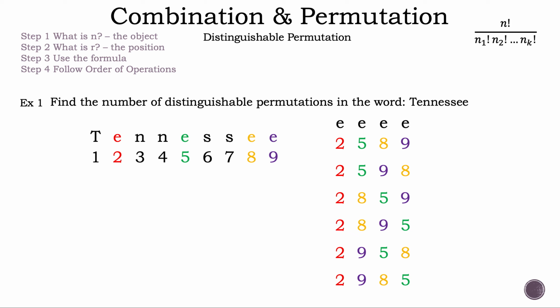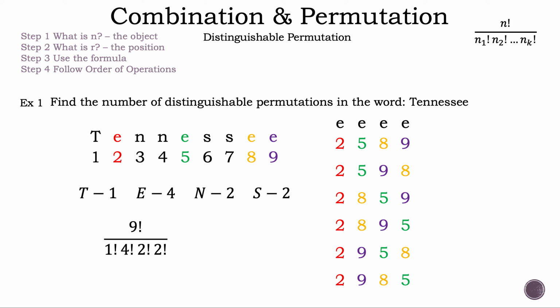So we have to do that with each letter. So let's count how many T's, E's, N's, and S's we have. So we have 1 T, 4 E's, 2 N's, and 2 S's. So to find the number of distinguishable permutations in the word Tennessee, we put the total amount of letters the word has on top, which is 9, and we divide it by the amount each letter has. So 1 for T, 4 for E, 2 for N, and 2 for S. Make sure to put a factorial after each number.